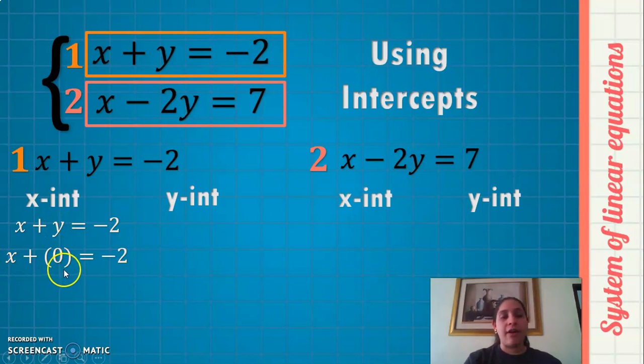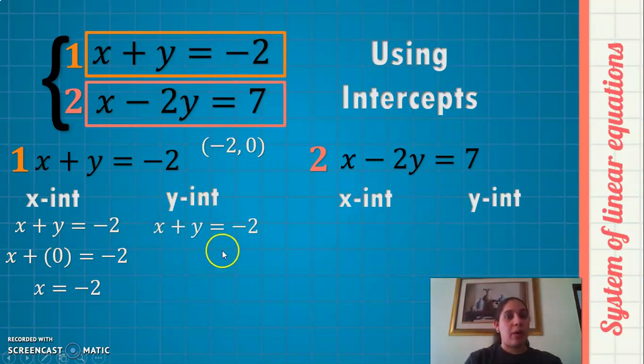X plus 0 equals -2. If I take away my 0 because I don't need it, this means I have x equals -2. So my ordered pair will be -2, 0. Now I'm going to do the same with the y-intercept. When I work with my y-intercept, my x equals 0. So I place 0 plus y equals -2. I take away my 0 and I just have y equals -2.